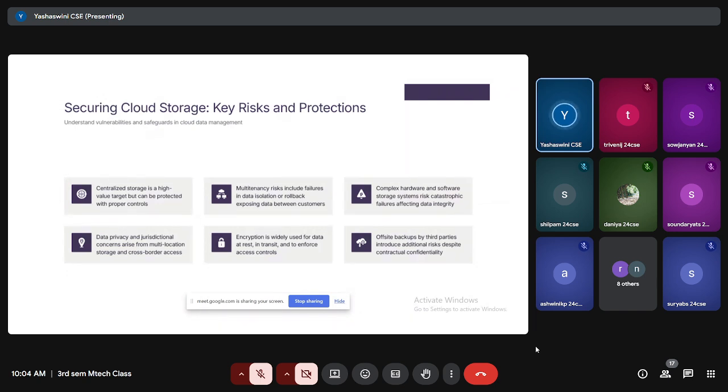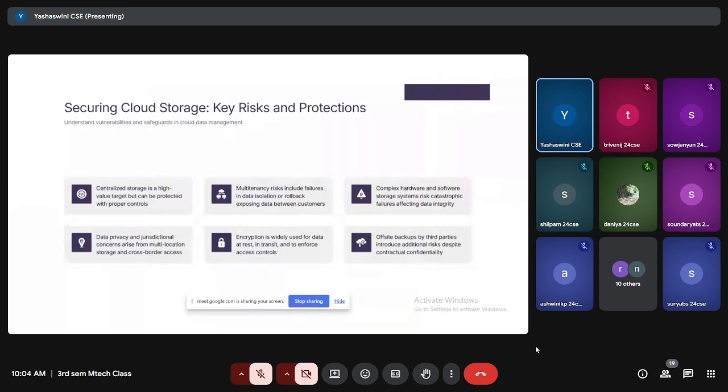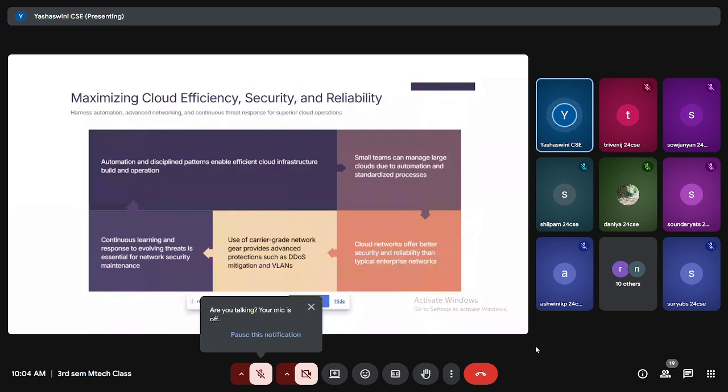Then offsite backups. If there is a catastrophic failure, a centralized setup is fine so that you can enable protection, but we can still have an offsite backup by third parties, right? It can carry an additional risk, but contractual confidentiality is one that could be preserved whenever you go with offsite backups. Next, how to maximize this cloud efficiency and how can we ensure security and reliability for data which is stored in the cloud?